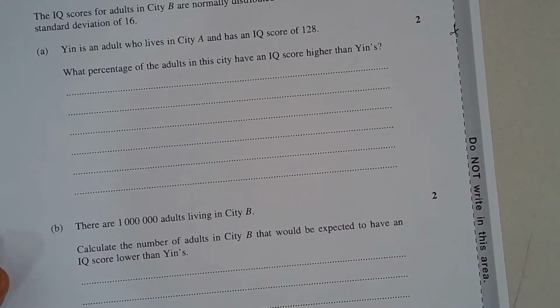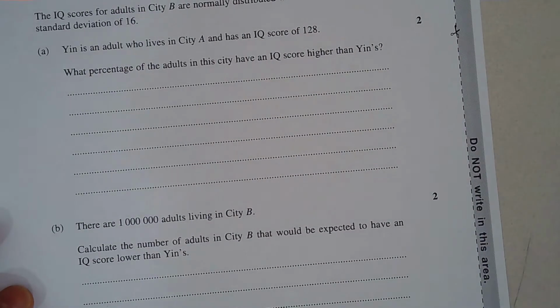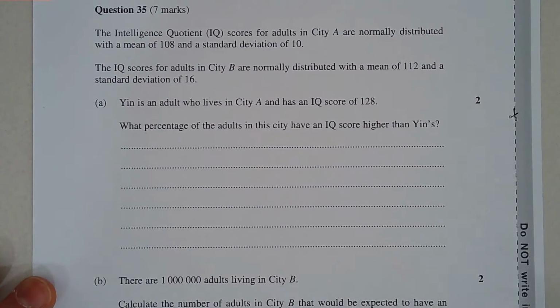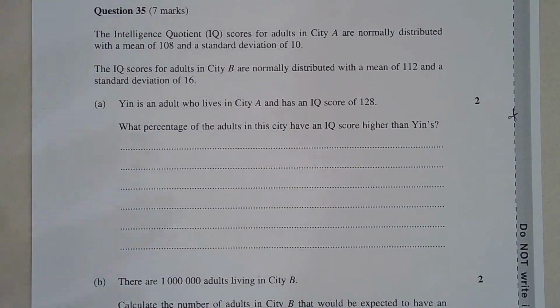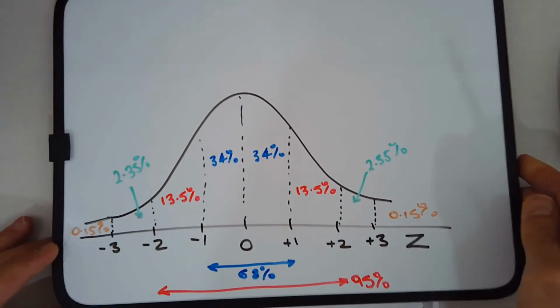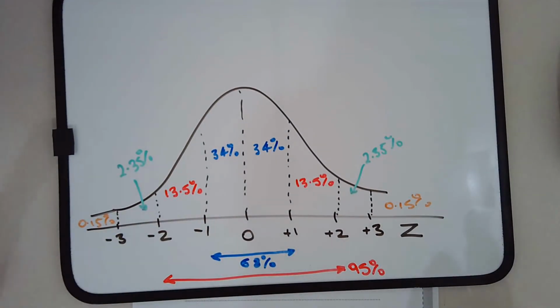Part A. Now, this is to do with the normal distribution. So this is the bell curve. Now you can use your formula sheet. Obviously, it's got the empirical rule. Now I've just hand drawn it here, so I've just drawn it manually. So I'll be referring to this, so you might recall this.